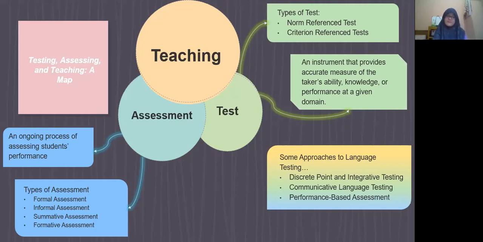In the era of emphasizing communication, Oller in 1979 argued that language competence is a unified set of interacting abilities that cannot be separated. Hence, the integrative test, which tests the global competence of language, including the language skills and other discrete points of the language. Several forms of integrative tests were then introduced, such as the cloze test and dictation.